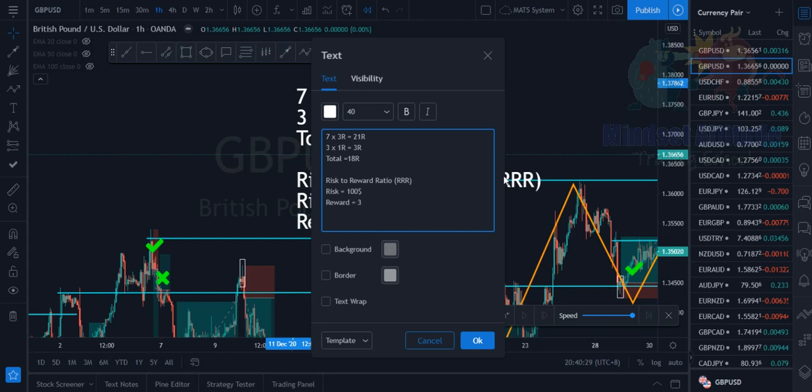Correct? It's up to you. If this is 1,000, then you get back 3,000. If this is 10, you get back 30. So it depends on how much risk you want to put into the system. And this is one risk, three reward, one risk, three reward. Right? Let's say this is 100 every risk.